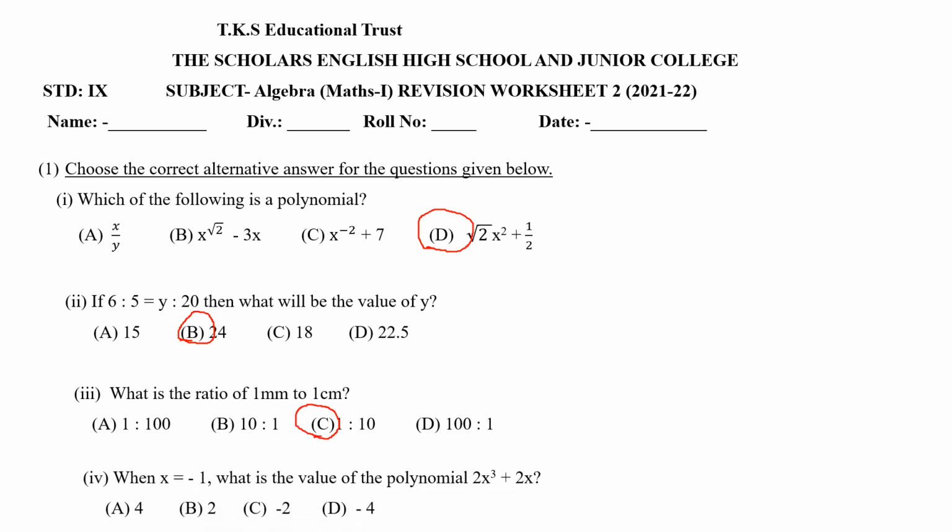Next, fourth one, when x is equal to -1, what will be the value of polynomial 2x cube plus 2x? So you will put the value x is equal to -1 in place of variable x. So when you solve this, you will get the answer as -4. So option D, you circle it. Okay, moving to the next question.